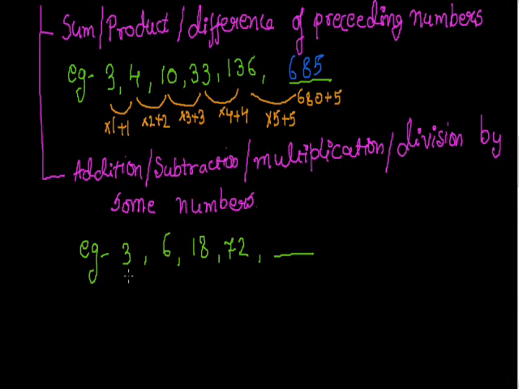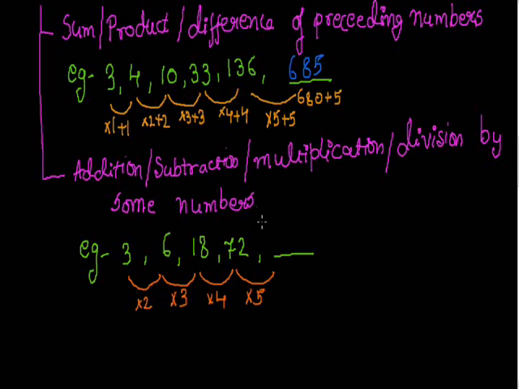3 and 6, when we multiply this 3 with 2, we will get 6. 3 into 2, 6. 6 and 18, when we multiply the 6 with 3, we get 18. Then when we multiply this 18 with 4, we will get 72, 18 fours are 72. So our next number should be the multiple of 72 with 5. That is, our answer is 360.